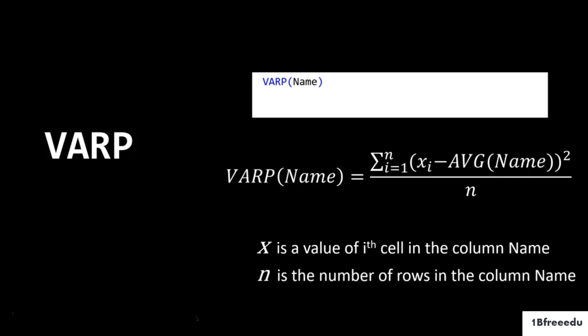SQL has two functions for calculating variance: varp and var. The difference is that varp calculates the variance of the data you have, while var estimates the variance of the whole data you could have.